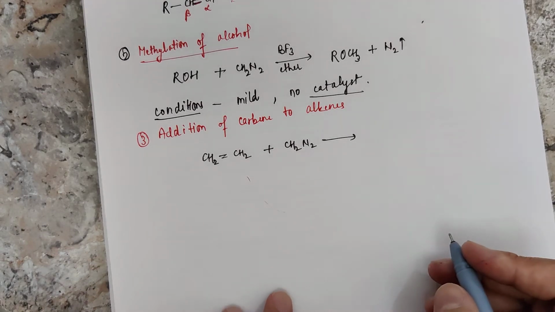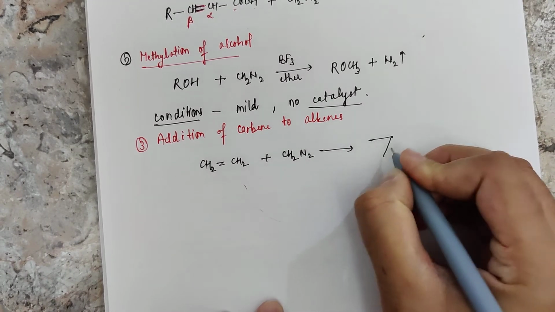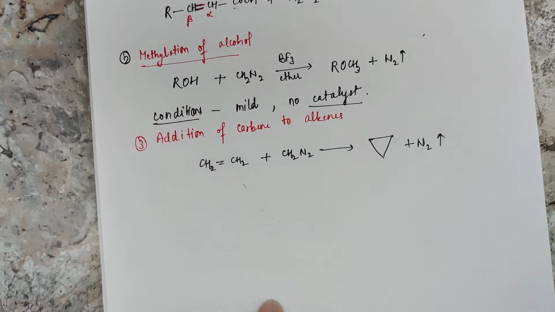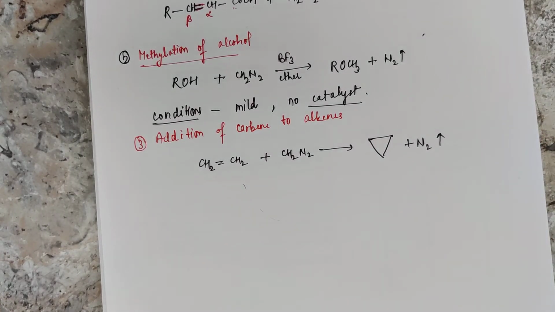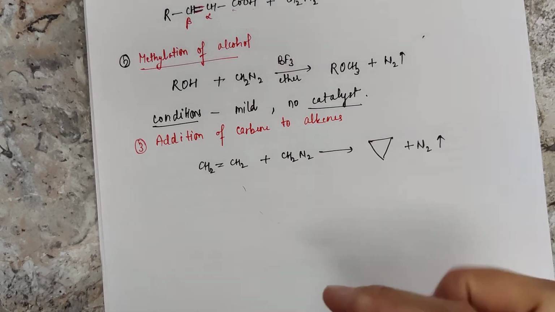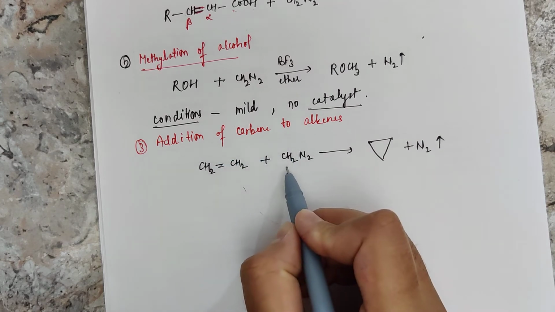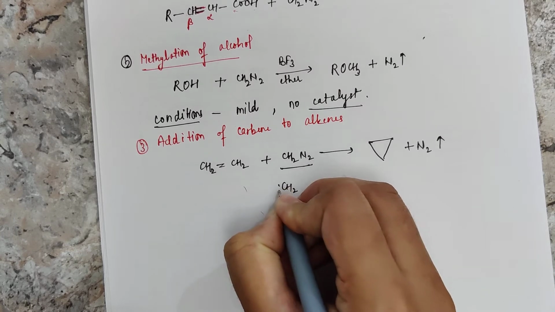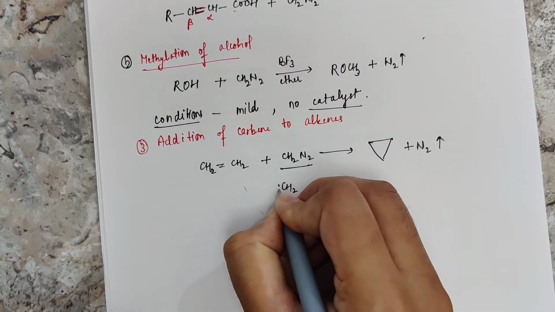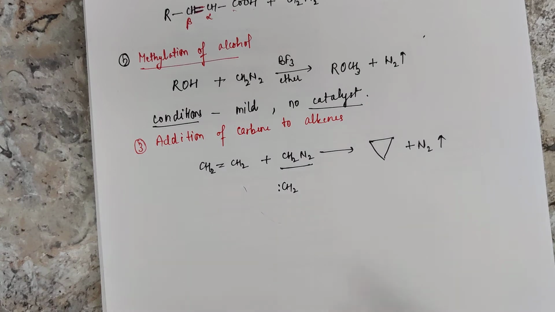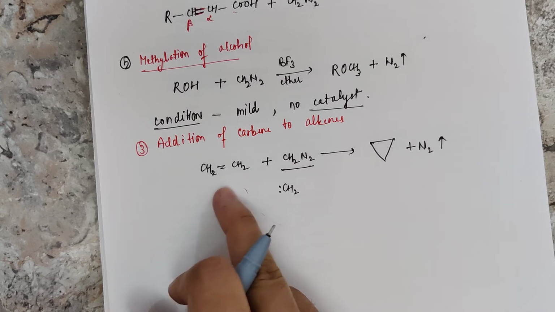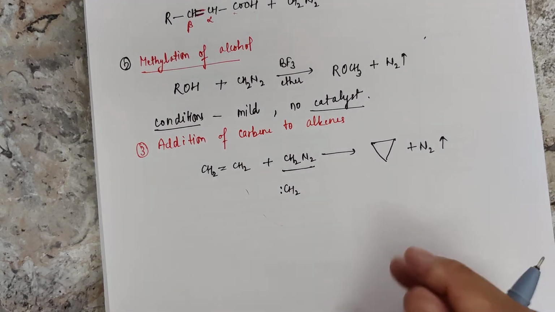In this case, cyclopropane plus nitrogen gas. Basically what is happening, diazomethane is providing the carbene. This is carbene. So basically diazomethane is providing the carbene, which is forming a cyclic product with the alkene.